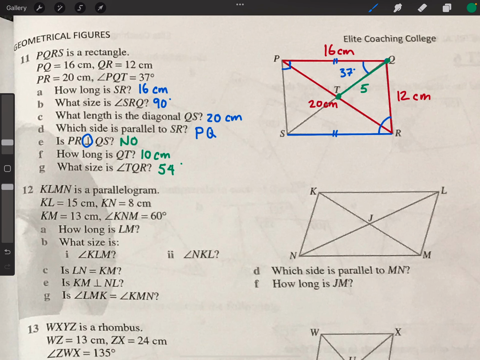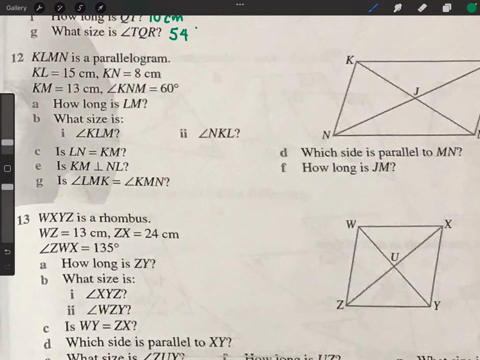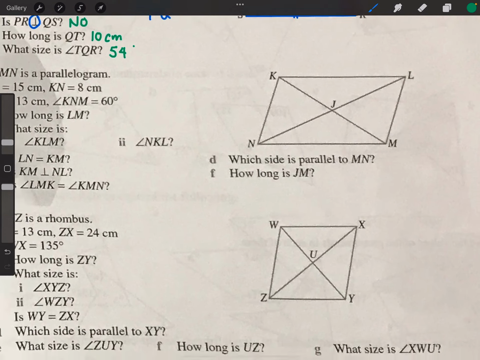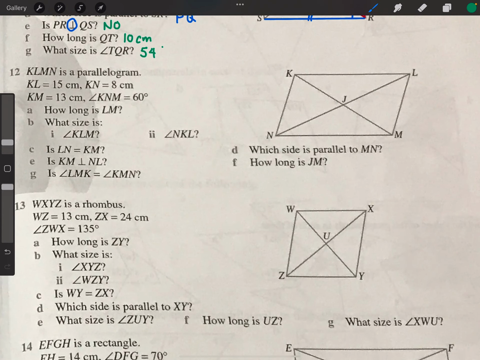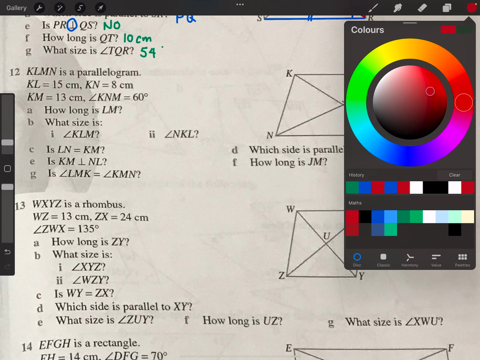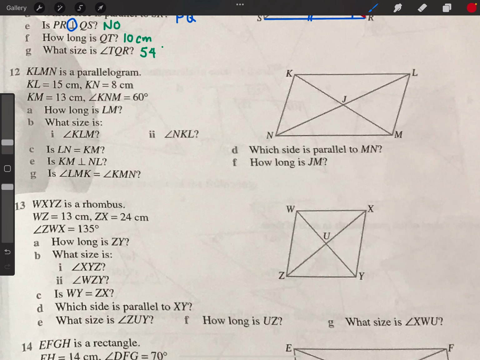Alright, there's all the answers for Question 11. Question 12. Now this is a parallelogram, so you have to know how a parallelogram works, and then you can answer these questions. So first what I'll do is put the numbers in.